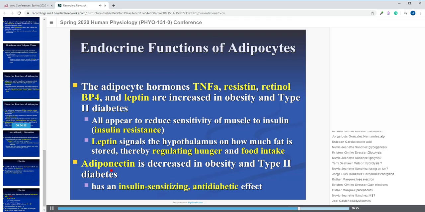Research has also found that adiponectin is decreased in people who are obese and in people who have type 2 diabetes. So adiponectin stimulates glucose utilization and fatty acid oxidation that happens in the muscles. So adiponectin has this insulin sensitizing, anti-diabetic effect on the muscles.